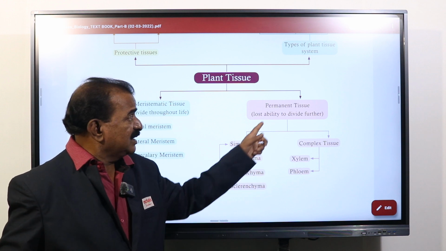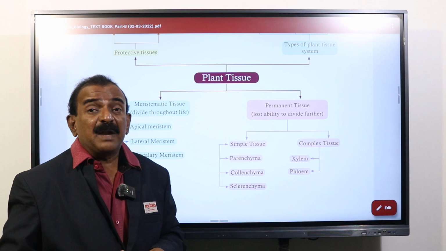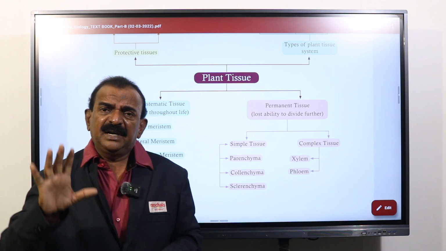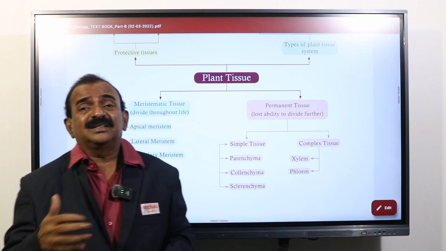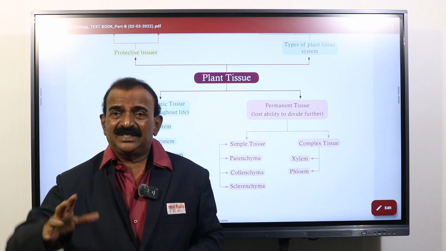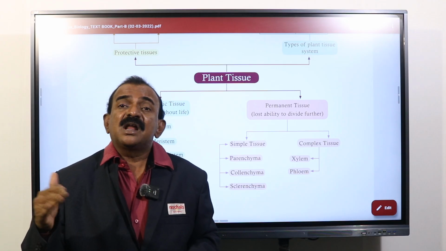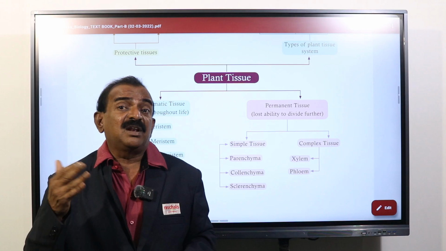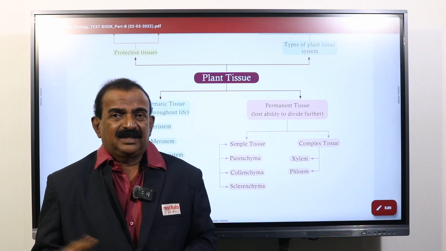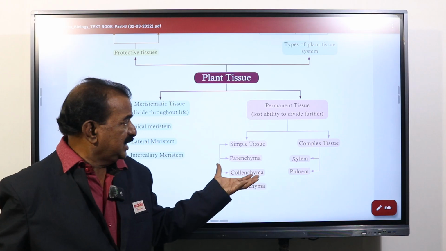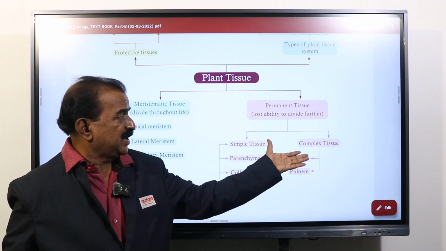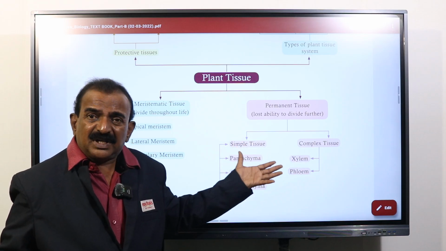The other heading is permanent tissue. Permanent tissues lose the ability to divide. Once they are formed, they no more divide. Those tissues are of two types: simple tissues and complex tissues.